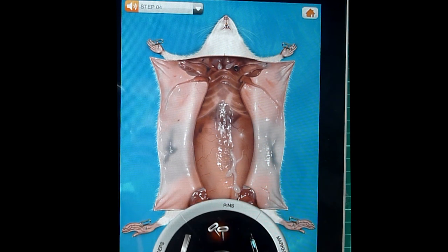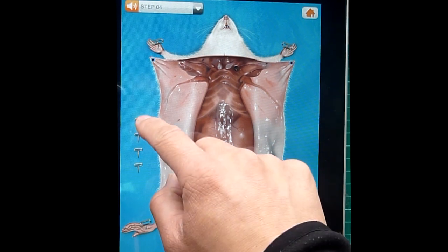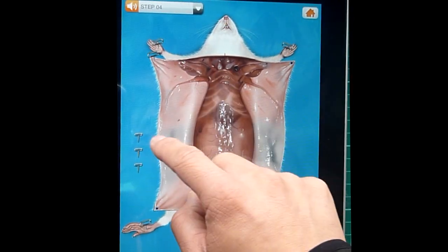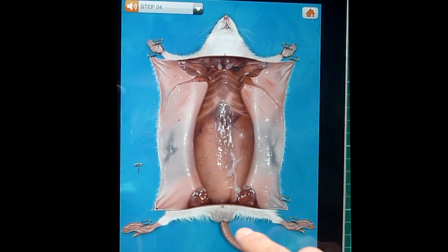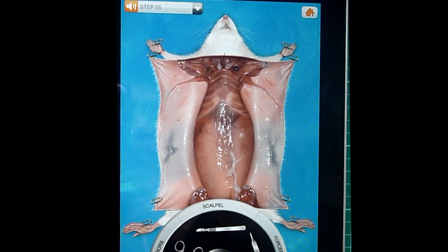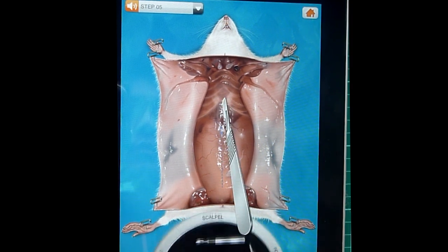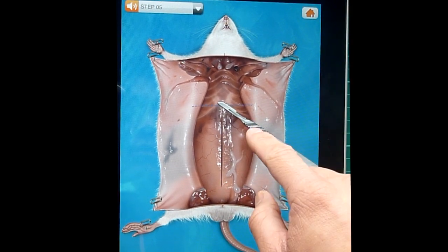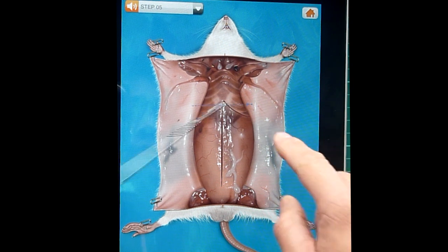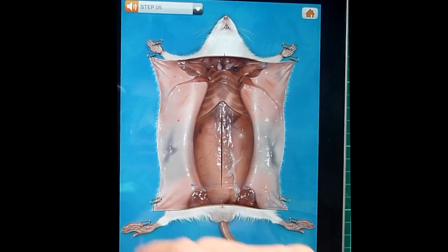Pin the cut open skin flaps to the dissection pan. Use the scalpel to make a vertical incision on the abdominal muscle along the midline. Now make 2 horizontal incisions just below the ribs, starting from the midline and extending sideways.